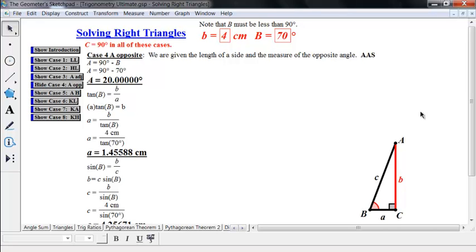Okay, the tangent of angle B is opposite over adjacent, so that's B over A. We know the side B, and we know the angle B. We don't know the side A, so we need to solve this expression for A. Multiply both sides by A, and then divide both sides by tangent of B. So a little algebra gets an equation that we can use to find A. A is side B, 4 centimeters, divided by the tangent of angle B, 70 degrees.